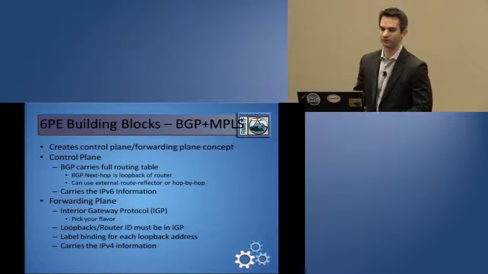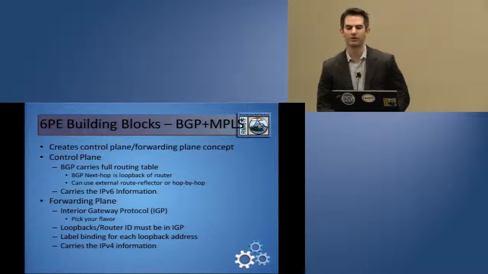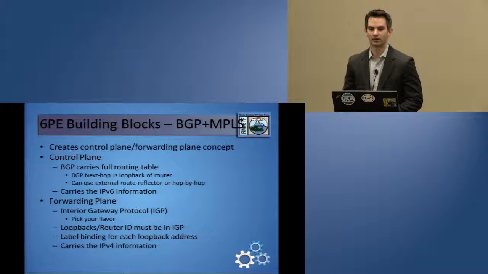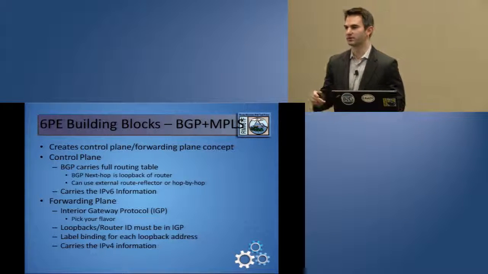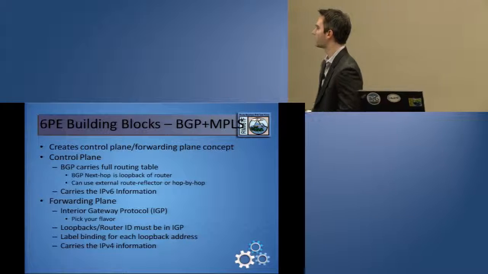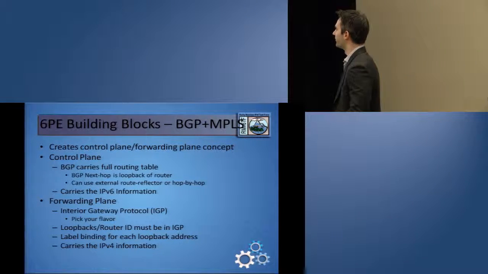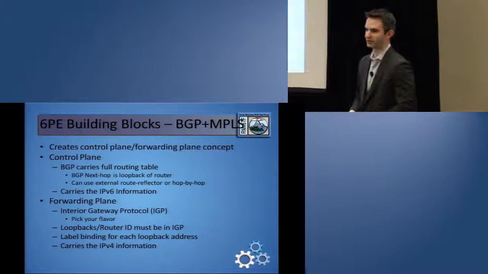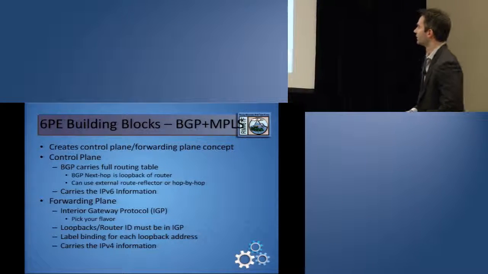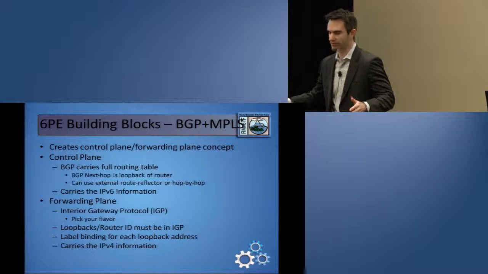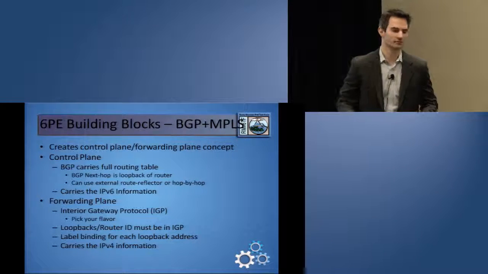So in your control plane, you have BGP carrying the full routing table or maybe a customer table. The BGP next hop can be a loopback of a router. This is a very common way of doing it. And you can use the external route reflector or hop by hop. And to tie it to 6PE, the control plane is what's carrying the IPv6 information.